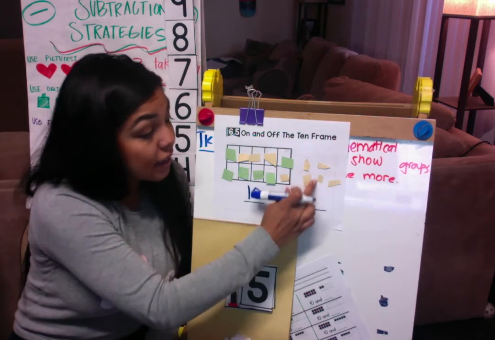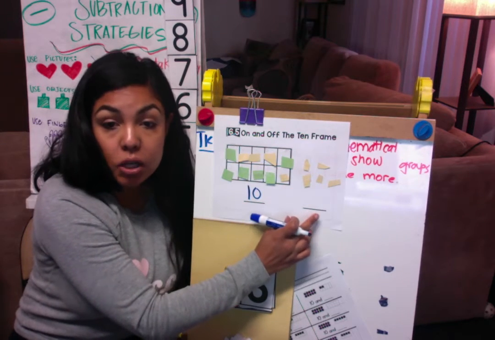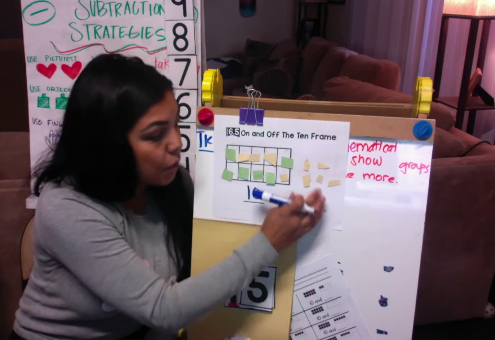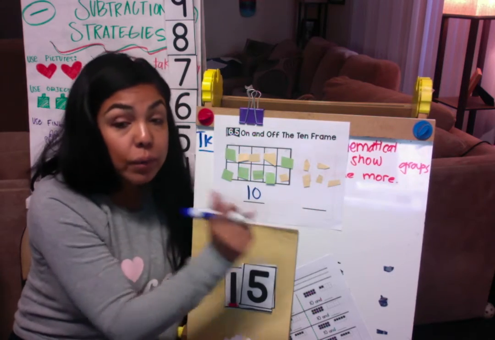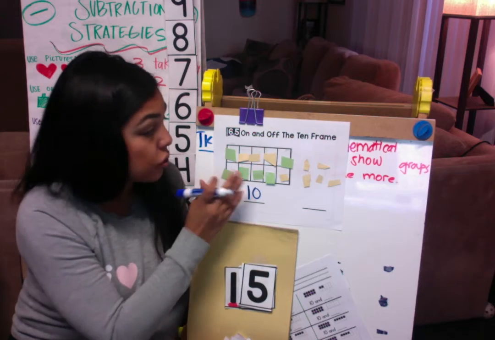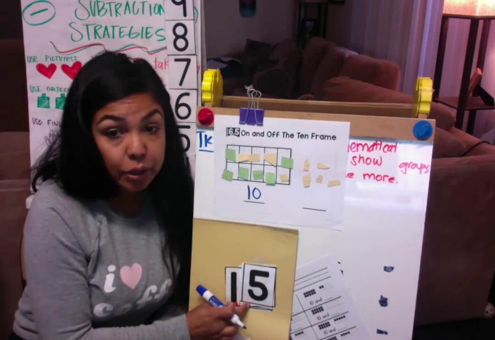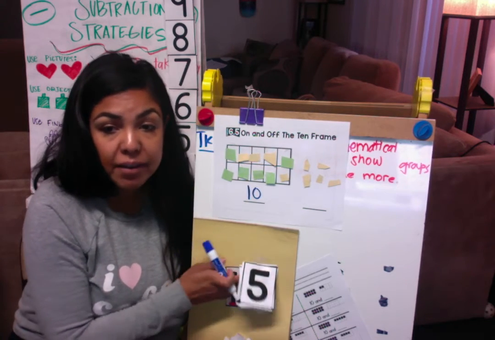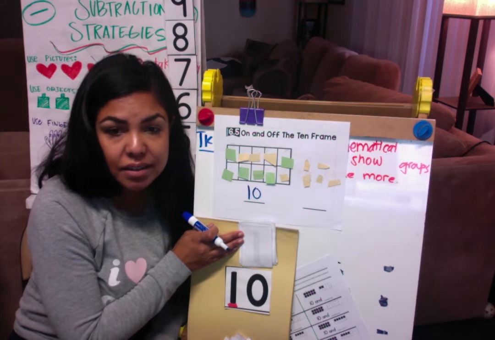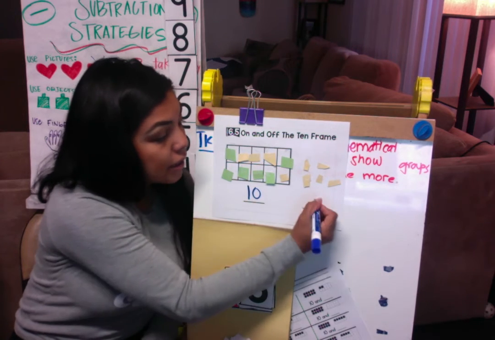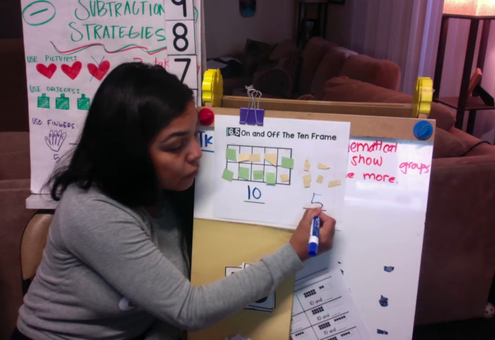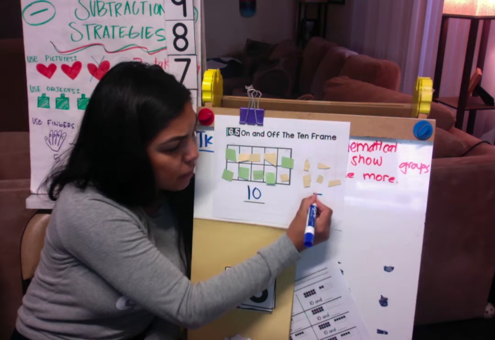Now, here I have another line. So on this line, I need to write how many more I added. So remember, how many more did I add to this? Because I wanted to get to this number. So how many more do I have? I have 10 and 5. Good. So I'm going to write that 5 right there. Very good. Good job. Thank you, Isabella.